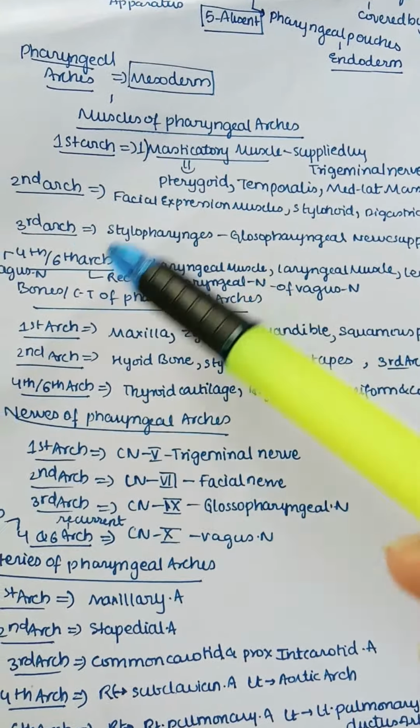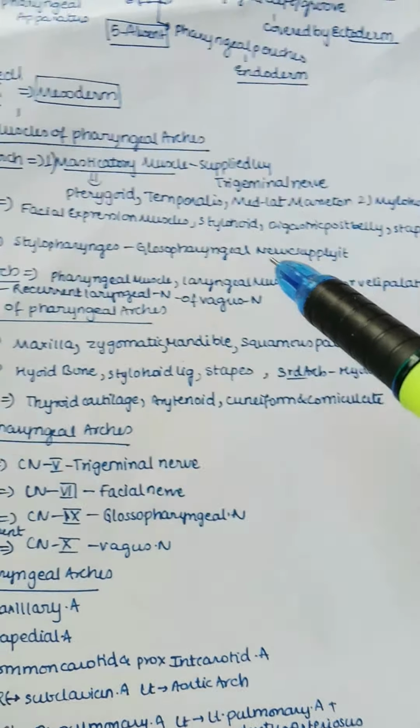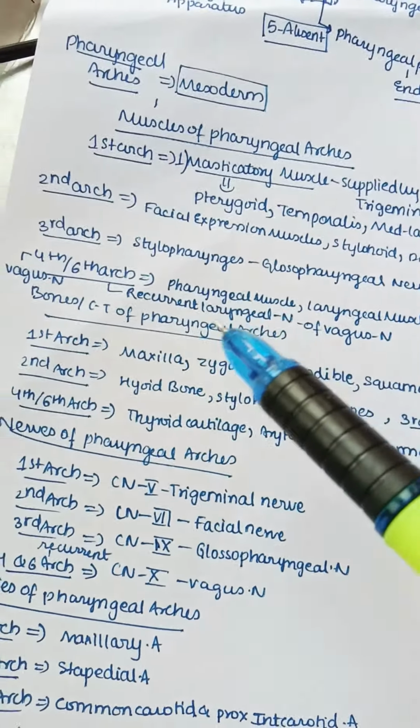The second arch gives rise to muscles of facial expression. You can remember it like this: first we eat something, and next we give some facial expression, because after eating food we give some expression. So the second arch forms facial expression muscles, like stylohyoid, digastric posterior belly, and stapedius. Remember that the first arch gives the digastric anterior belly, and the second arch gives rise to the digastric posterior belly. Next, the third arch gives rise to stylopharyngeus, supplied by the glossopharyngeal nerve, which is also useful for swallowing.